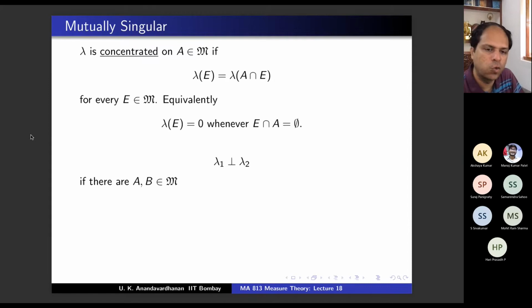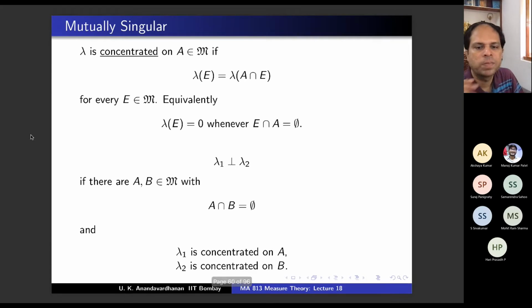if there are two measurable sets A, B, which are disjoint, and lambda 1, lambda 2 are concentrated on A, B respectively. Lambda 1 is concentrated on A and lambda 2 is concentrated on B. Okay.